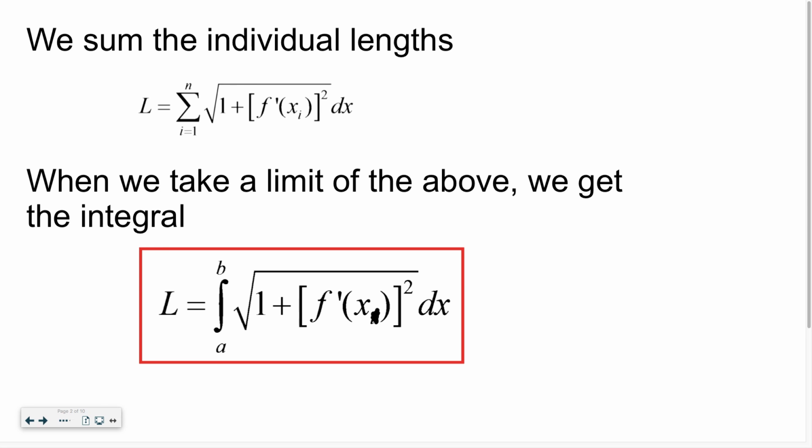I've showed you how mathematicians got our arc length formula, but in order to find the arc length from A to B, we need to take the integral from A to B of the square root of 1 plus f prime of x squared dx.